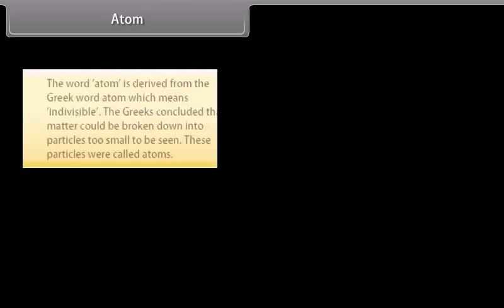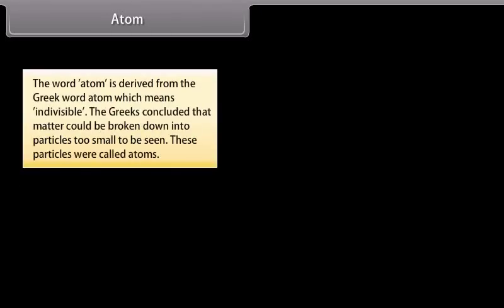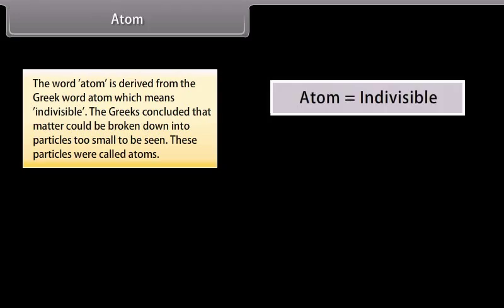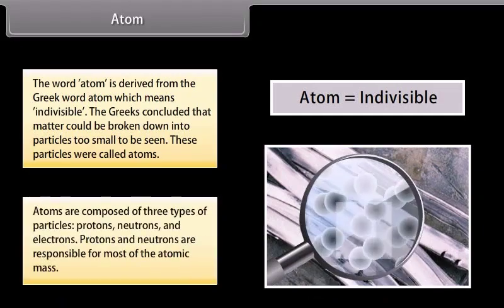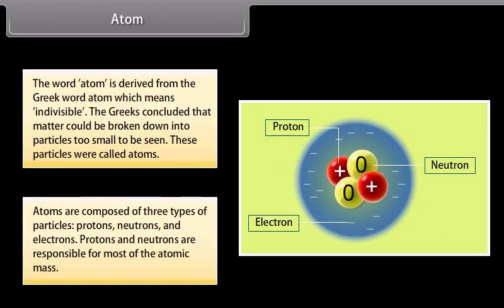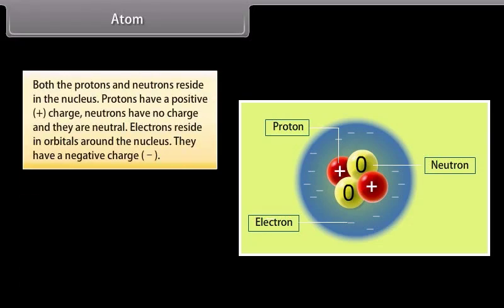Atom. The word atom is derived from the Greek word atom, which means indivisible. The Greeks concluded that matter could be broken down into particles too small to be seen. These particles were called atoms. Atoms are composed of three types of particles: protons, neutrons, and electrons. Protons and neutrons are responsible for most of the atomic mass. Both the protons and neutrons reside in the nucleus. Protons have a positive charge, neutrons have no charge and they are neutral.